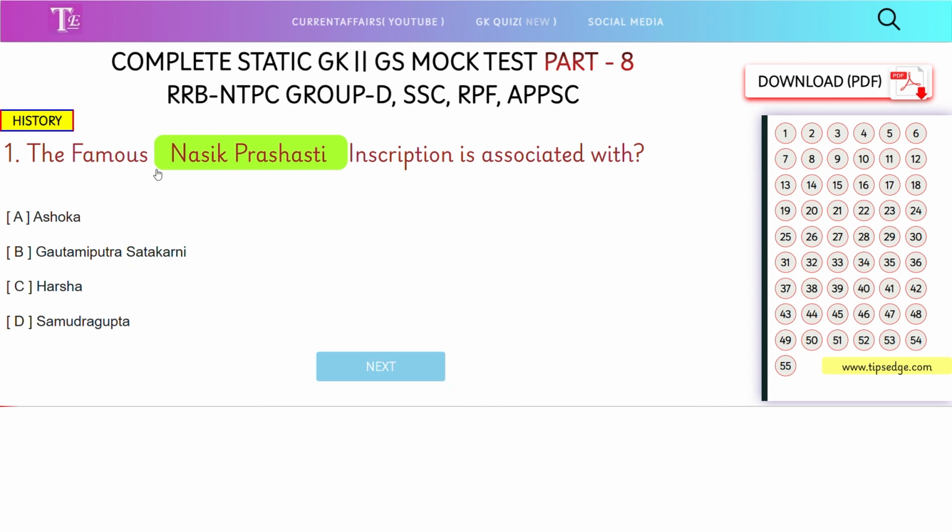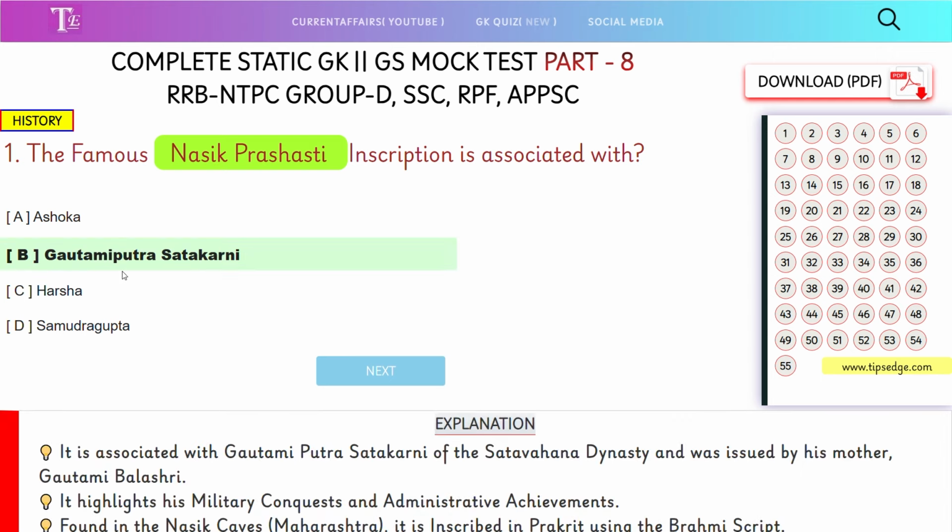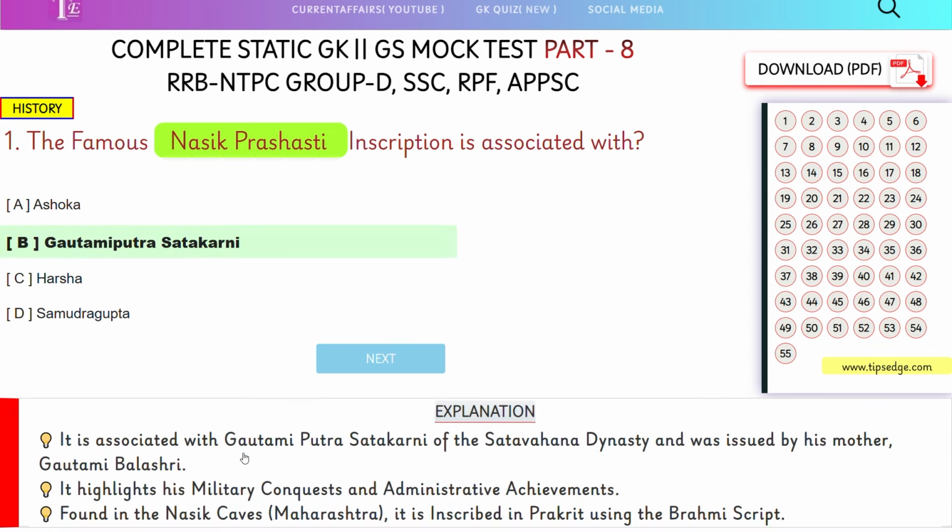The famous Nasik Prashasti inscription is associated with, answer: Gautamiputra Satakarni. It is associated with Gautamiputra Satakarni of the Satavahana dynasty and was issued by his mother Gautami Balasri. It highlights his military conquests and administrative achievements. Found in the Nasik caves in Maharashtra, it is inscribed in Prakrit using Brahmi script.